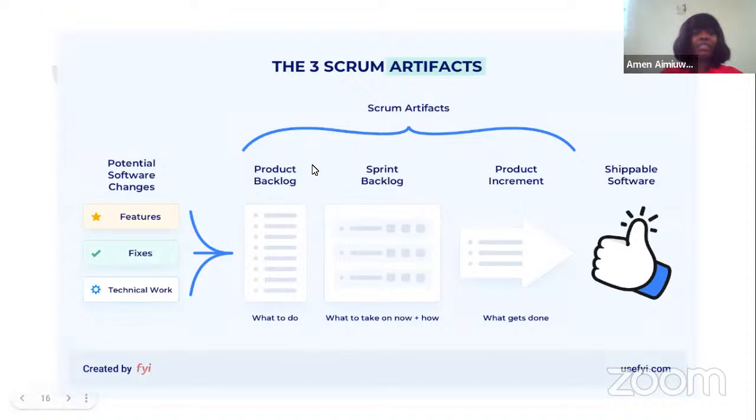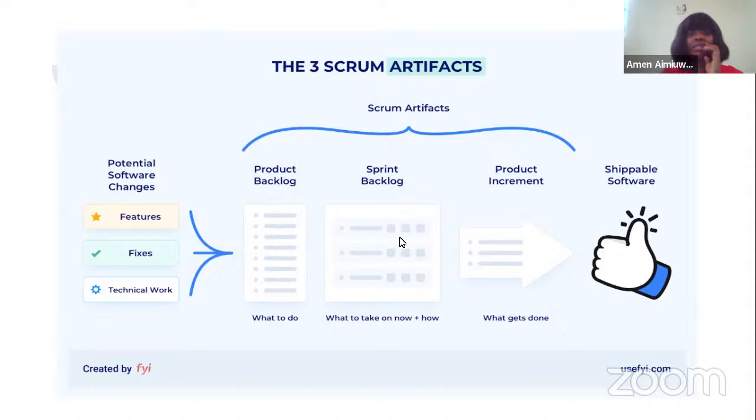Then I want to briefly explain what is meant by product backlog, sprint backlog, and product increment. Now, the product backlog is managed by the product owner, just by the product owner. No one else has access to the product backlog. The product backlog is more like a list of undone jobs. That means a list of tasks that need to be done by the development team.